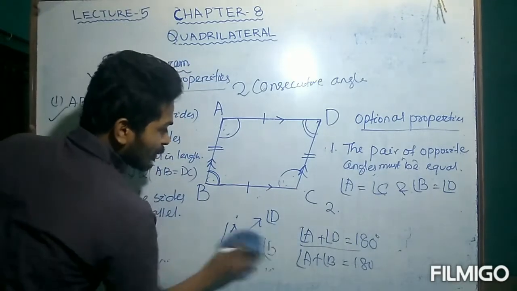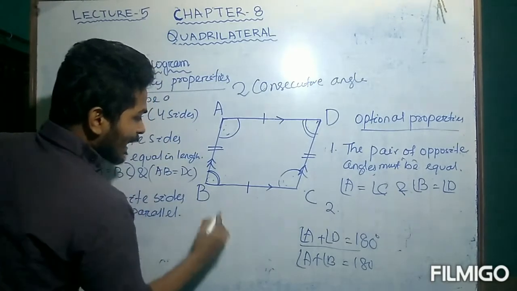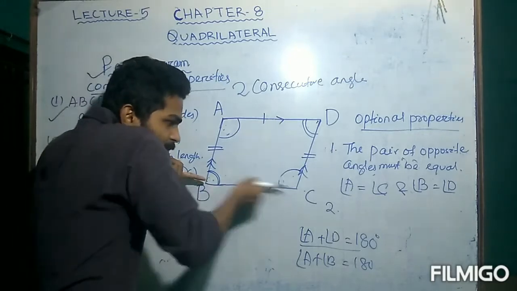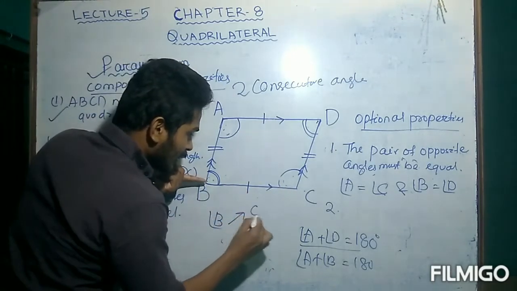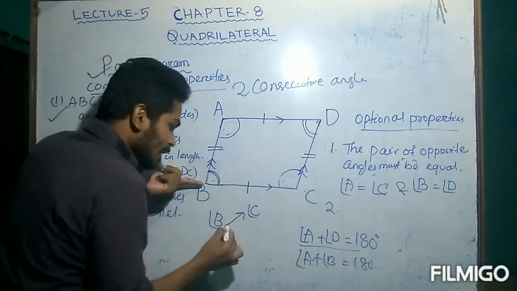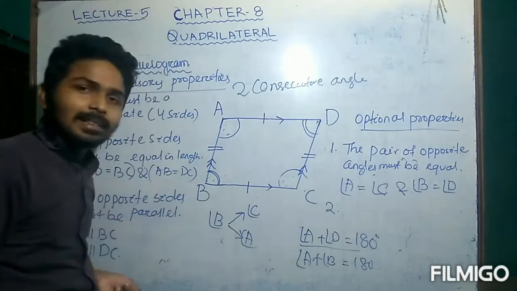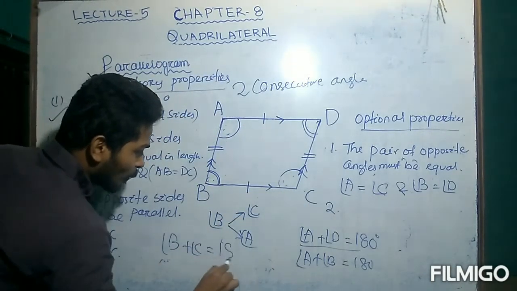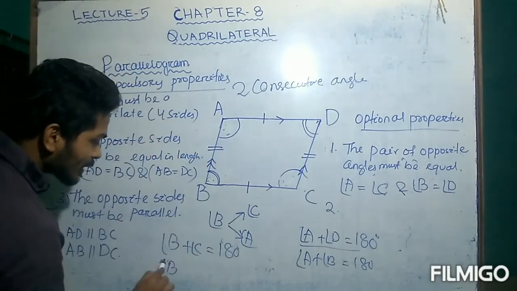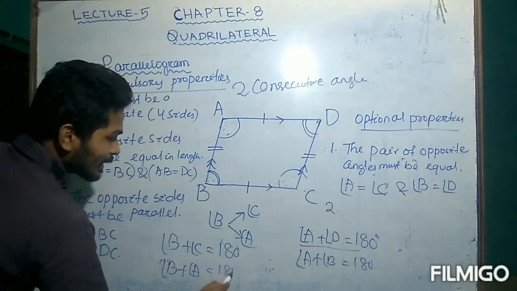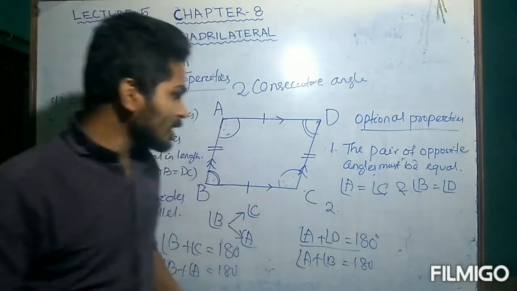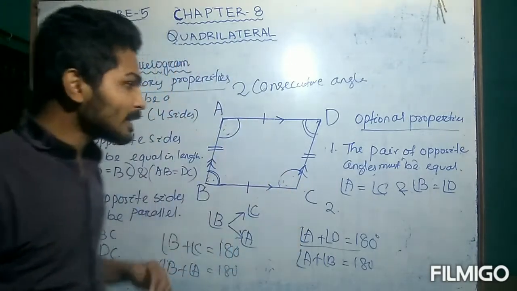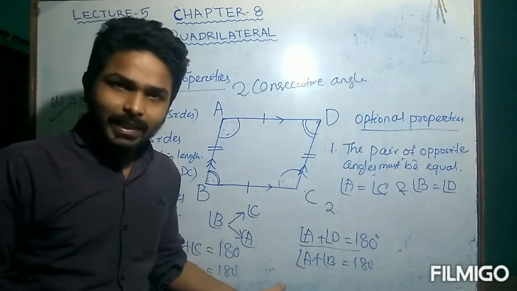Similarly, if we consider angle B, then find the two consecutive angles of angle B. See, this arm is related to angle C, and this arm is related to angle A. So what we can write? B and C are consecutive, so their sum is always 180. B and A are consecutive, so their sum is always 180. So according to the second condition, the sum of any two consecutive angles must be 180 degrees, or they are known as supplementary. Supplementary means 180 degrees.